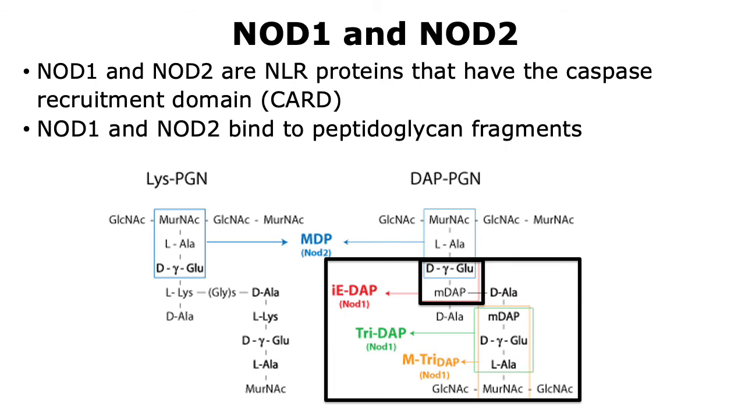NOD1 receptor can also recognize a tripeptide, where you have the MDAP that is bound to the glutamic acid as well as to alanine, which is called TRIDAP. It can also recognize a moiety where you have a tripeptide, which was the TRIDAP, that is linked to N-acetylmuramic acid, and this is called M-TRIDAP. All these different moieties are able to bind to NOD1. Thus, we can see that NOD1 is able to recognize peptidoglycan fragments that have the mesodiaminopimelic acid.